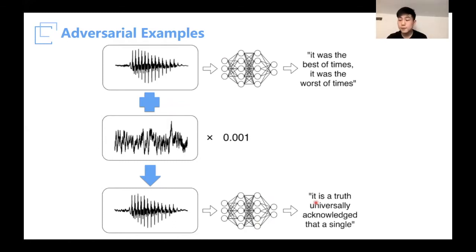And by adding a small perturbation to the original signal, the automatic speech recognition model can output any desired result or other misclassification with high confidence. And this phenomenon that leads to the wrong output is called adversarial examples.